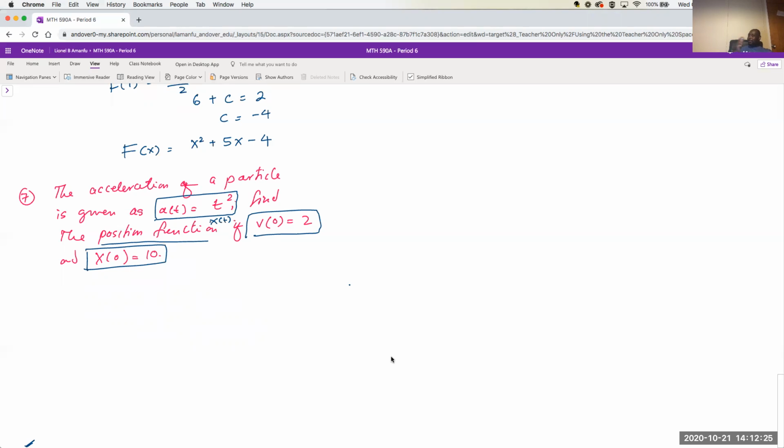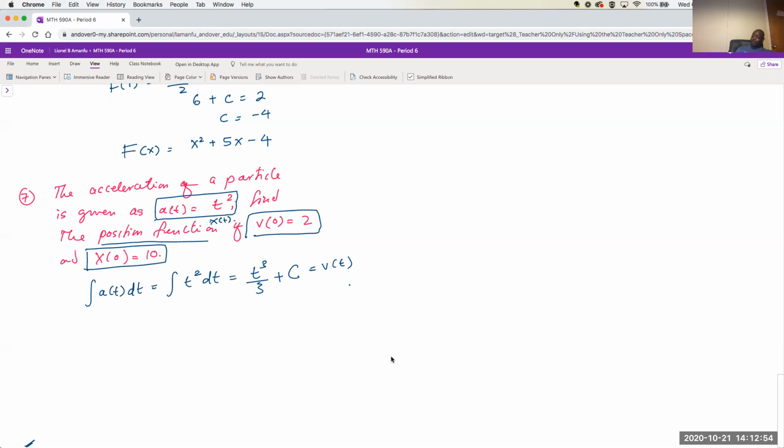So I'm going backwards twice because when I take the antiderivative of acceleration, I get velocity. When I take the antiderivative of velocity, I get what? I get position. So I'm going to integrate a of t dt, and that gives me t squared dt, which will give me what? T cubed over 3 plus c, which represents v of t.